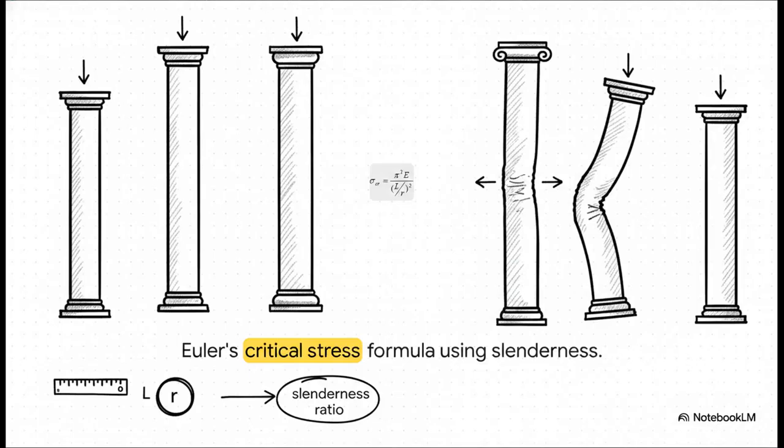Assuming all those perfect conditions, we get this incredibly elegant equation for critical stress. The absolute crucial part in this equation is the L over R on the bottom, known as the slenderness ratio. L is the length, and R is the radius of gyration. This ratio acts as the ultimate measurement of the column's flexibility. Because it's squared and sits right there in the denominator, it means the more slender and flexible a column is, the drastically lower its critical buckling stress becomes. It drops off a cliff.